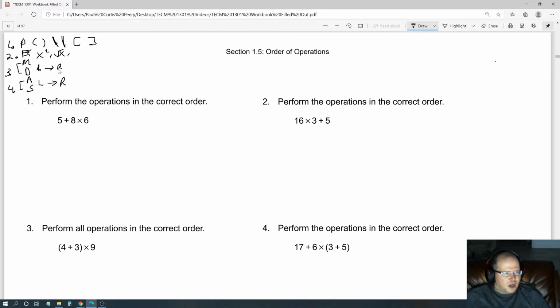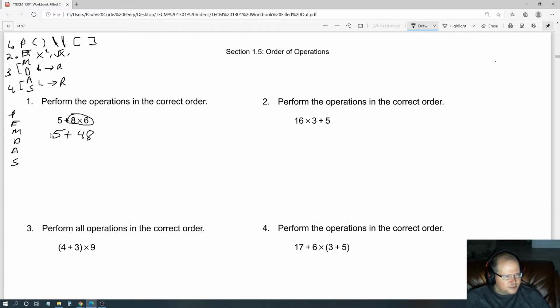So let's move on to the first problem, which says perform the operation in the correct order. Now, we don't have any parentheses or brackets or grouping symbols. We don't have any exponents, but we do have multiplication. So we are going to do this multiplication step first. So 8 times 6 is 48, right? Next step, we don't have any division, but we do have addition, so that's the next one. I'm just going down that PEMDAS list and checking it off as I go through.